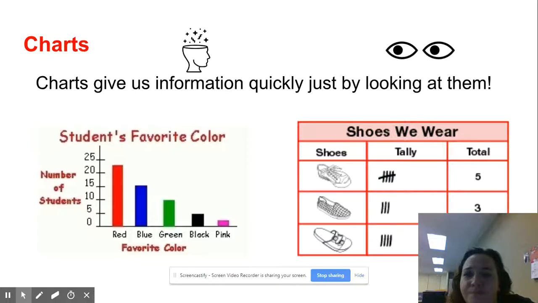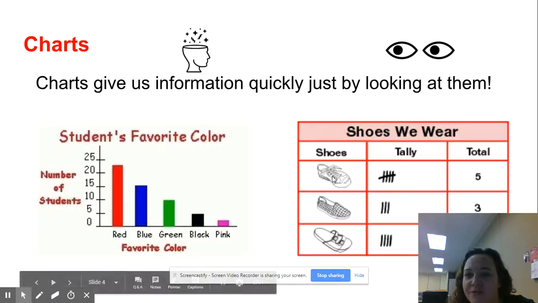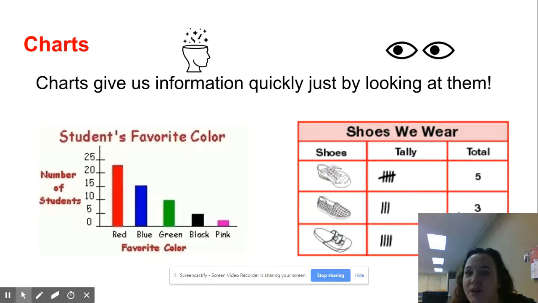Here's another chart. This chart is actually a table. Sometimes we make these in math class. The title of our table is Shoes We Wear. It uses pictures to represent the different kinds of shoes. This is a sneaker. This is a slip-on. This looks like a sandal. Tallies, and then numbers, give information right away about the shoes that we wear.